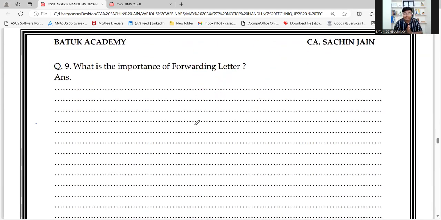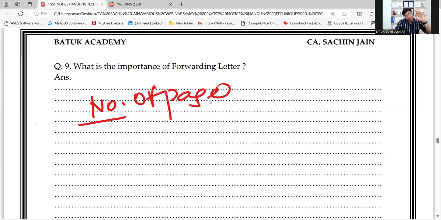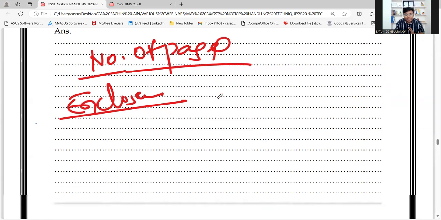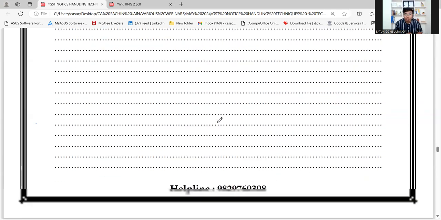What is the importance of a forwarding letter? I have already covered that aspect: whenever you submit a document to the departmental authority, take a forwarding letter of that. Take an acknowledgement on your forwarding letter. All pages which you have submitted to the departmental authority should be serially numbered, and on your forwarding letter put the complete number of pages. All the enclosures should be mentioned on that forwarding letter, and take the acknowledgement from the departmental authority. That plays a very important role.